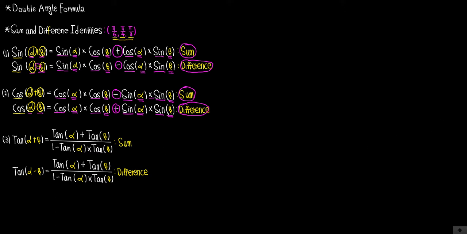So for the tangent, when we're thinking of the tangent, it is a ratio between the sine and the cosine, so we notate it in terms of fractions. When we're doing alpha plus beta, where we add two special angles, that is the sum identity for the tangent.